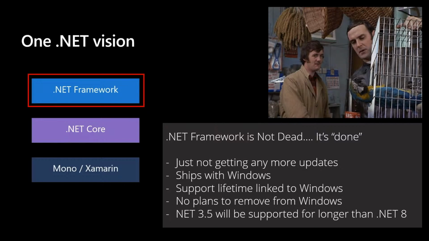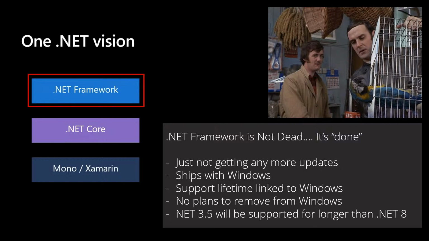So what does it mean? Well, .NET Framework is not getting any more updates. By updates, I mean new features. It will get and continue to get security updates. And one of the key reasons for this is the .NET Framework ships with Windows. So the lifetime of support for .NET Framework, because it ships with Windows, is the lifetime of the support for Windows. And there are no plans to remove it from Windows.